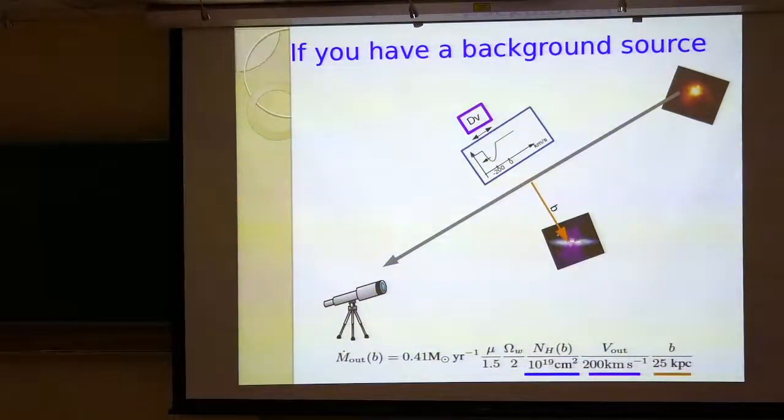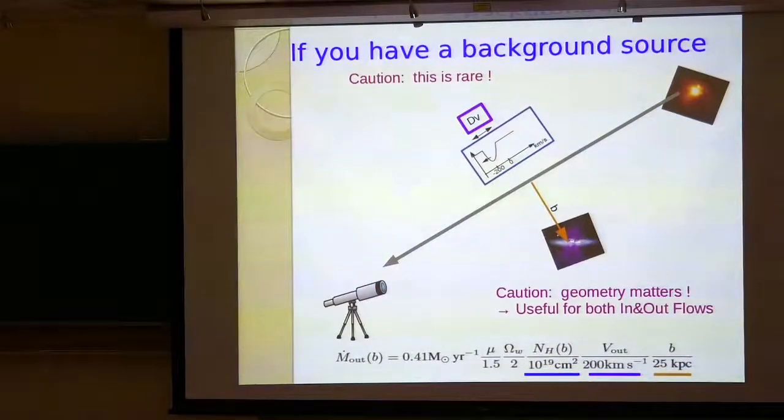Now, the problem with this approach is two problems. One is that the geometry matters, because of course, I showed you a case when the wind was pointing towards the line of sight of the quasar, but the wind could be pointing away from the line of sight. In this case, you would not be studying the wind. So your interpretation might change if you did not know the inclination of the galaxy. So that's a critical aspect. The advantage is you can then study both inflows and outflows in the same observations.